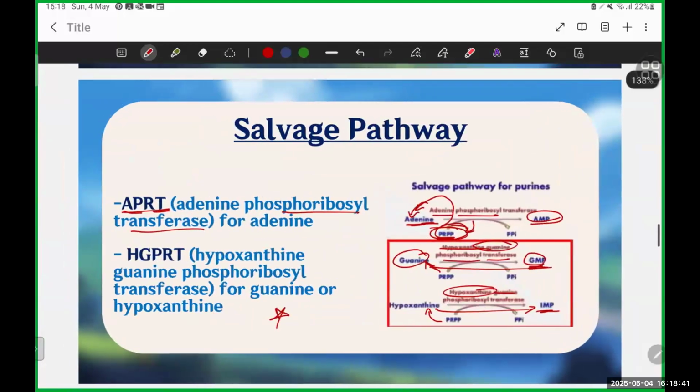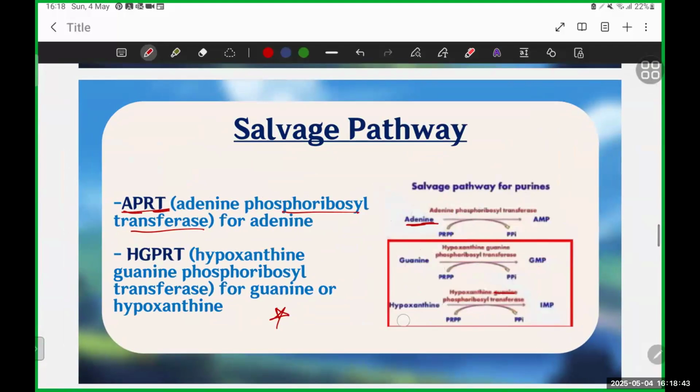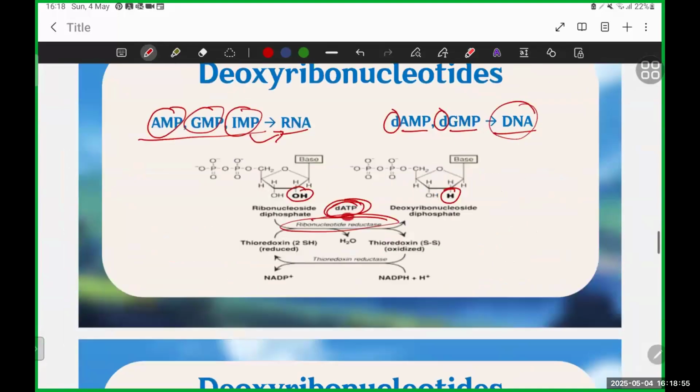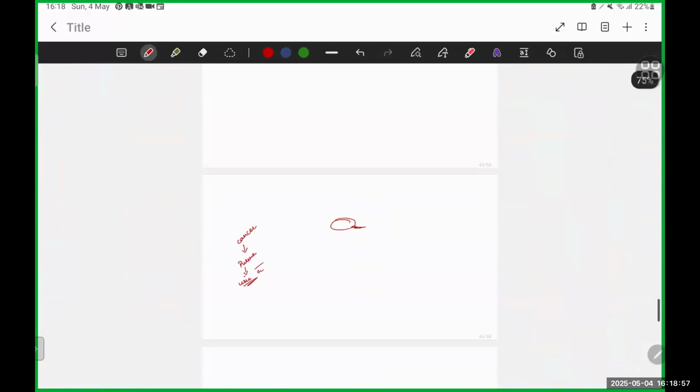Here, okay. So when we talked about the salvage pathway, I said there is a clinical correlation with the HGPRT. So there is a problem in the HGPRT enzyme itself.